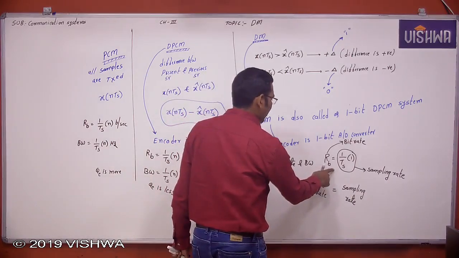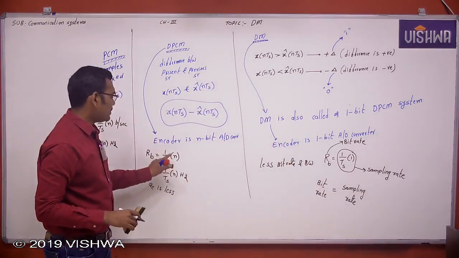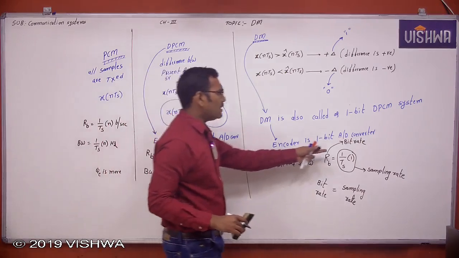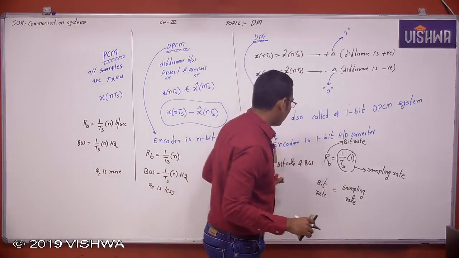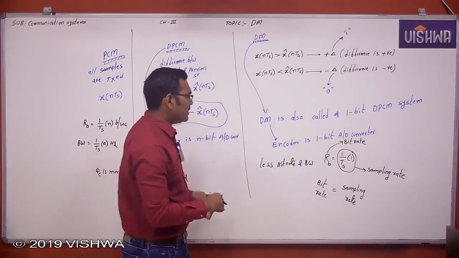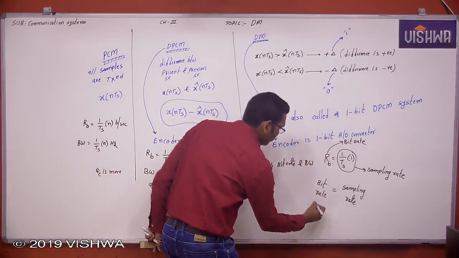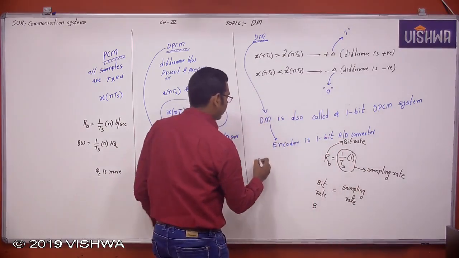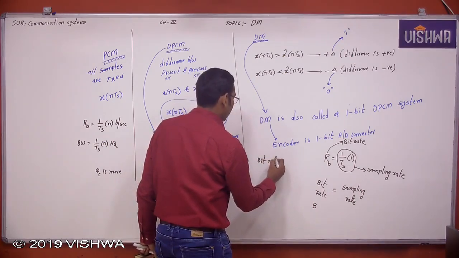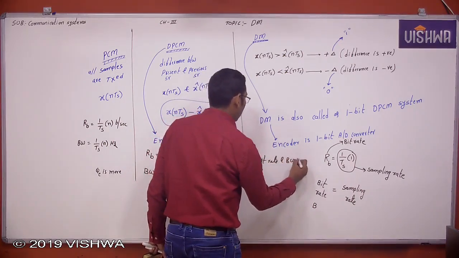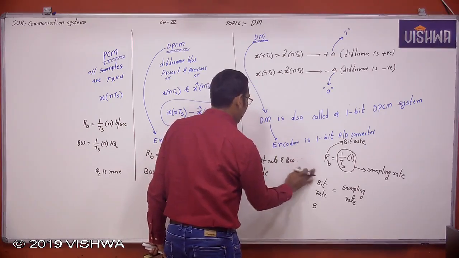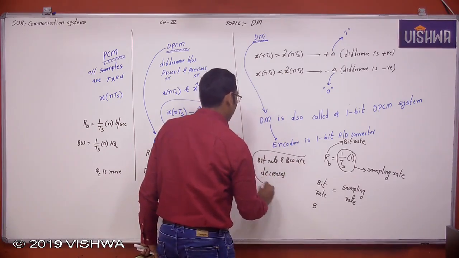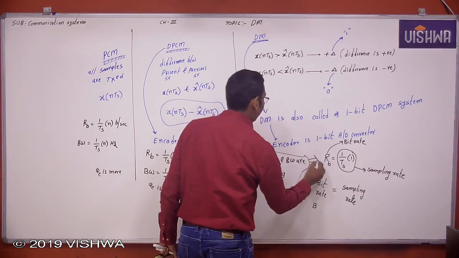Now what is the bitrate and bandwidth? Here bitrate and bandwidth is sampling rate multiplied with some n. Now here it is only sampling rate multiplied with 1. Therefore in delta modulation, is the bitrate and bandwidth decreased or not? Yes. In delta modulation, bitrate and bandwidth are decreased.